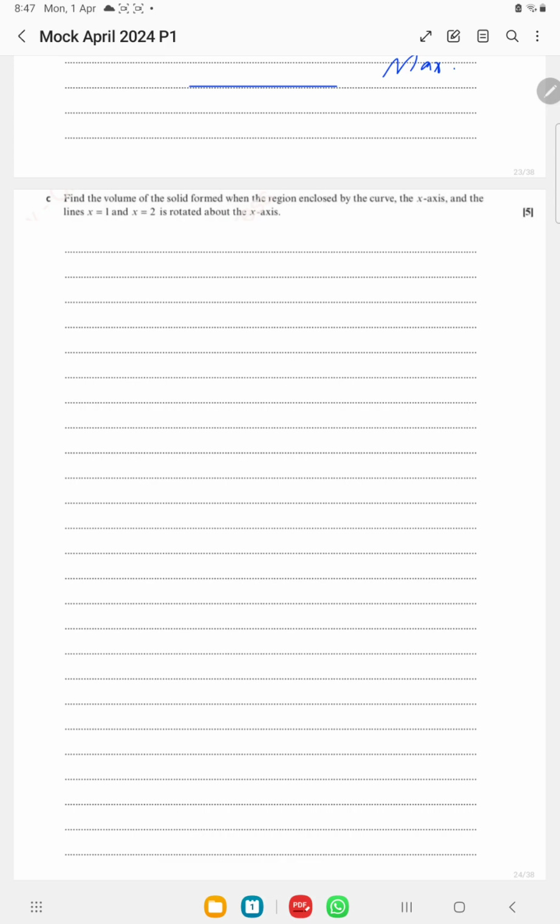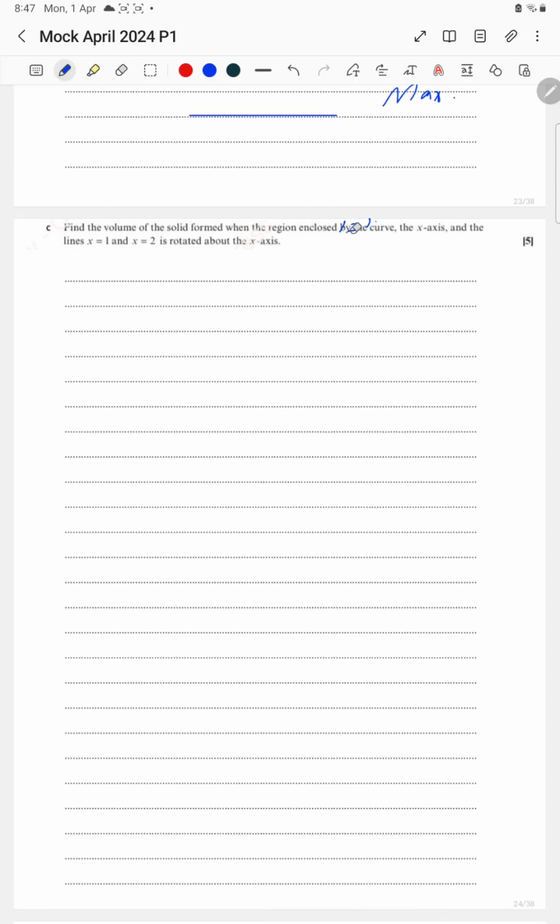Okay, this is the 5 marks question of the same part. We need to find the volume of the solid formed when the region enclosed by the curve, y equal to 16 by x minus x squared, right, and the line, is rotated 360 degrees about the x-axis.